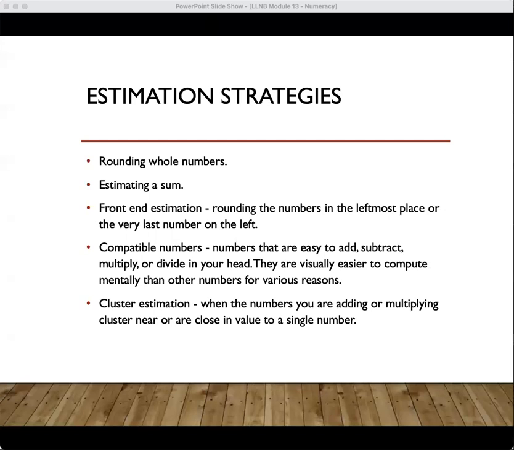Rounding whole numbers, estimating a sum, front-end estimation, so that's rounding the numbers in the leftmost place or the very last number on the left. Compatible numbers, numbers that are easy to add and subtract, multiply, or divide in your head. They are visually easier to compute mentally than other numbers for a wide variety of reasons. Cluster estimation, when the numbers you are adding or multiplying cluster near or close in value to another single number.